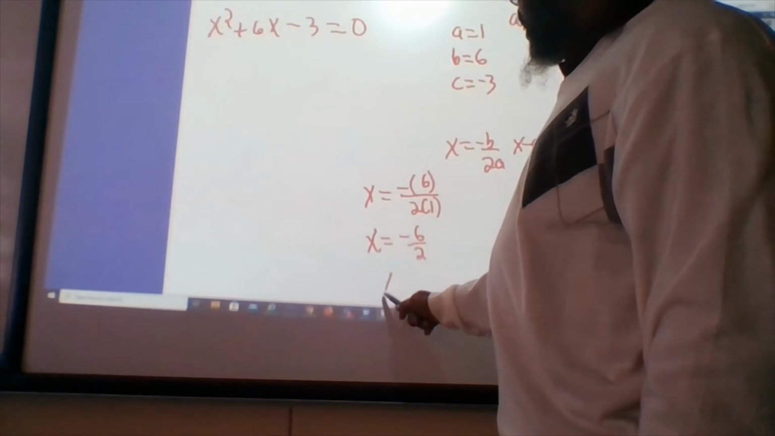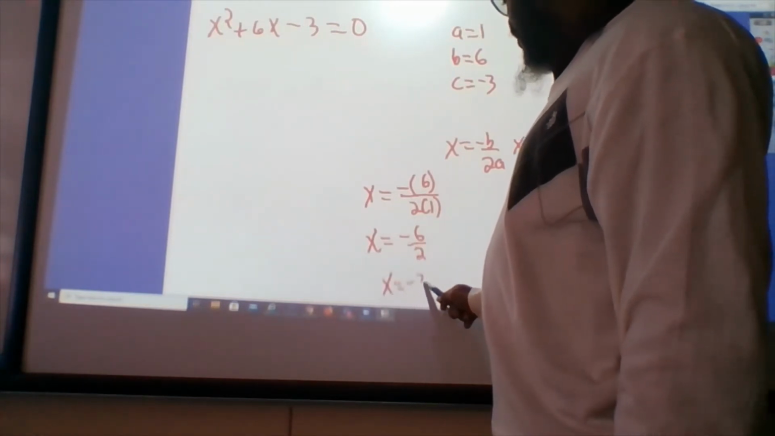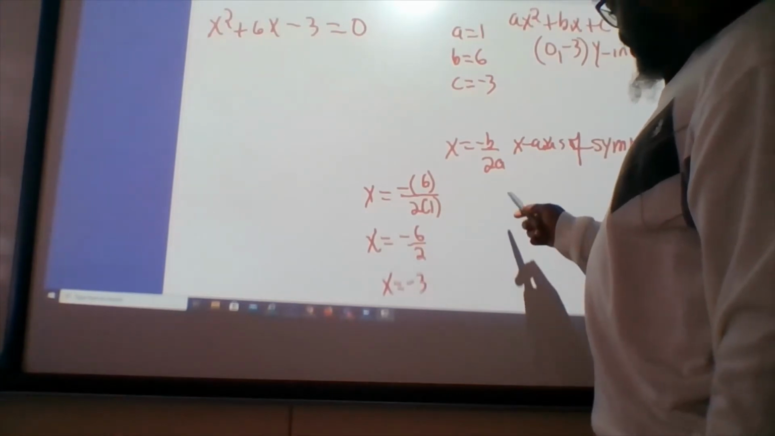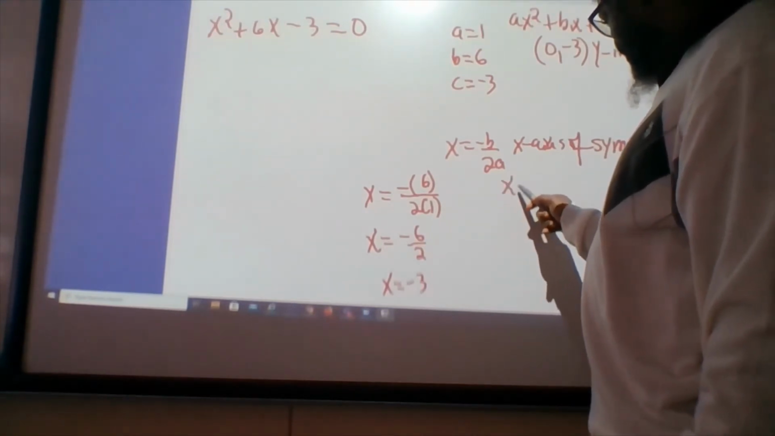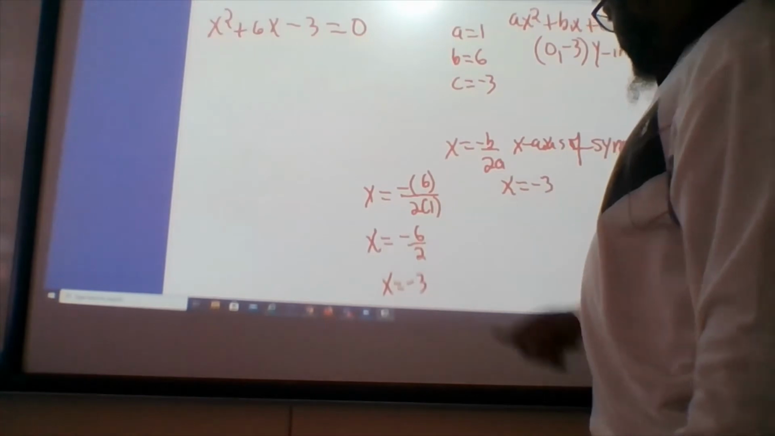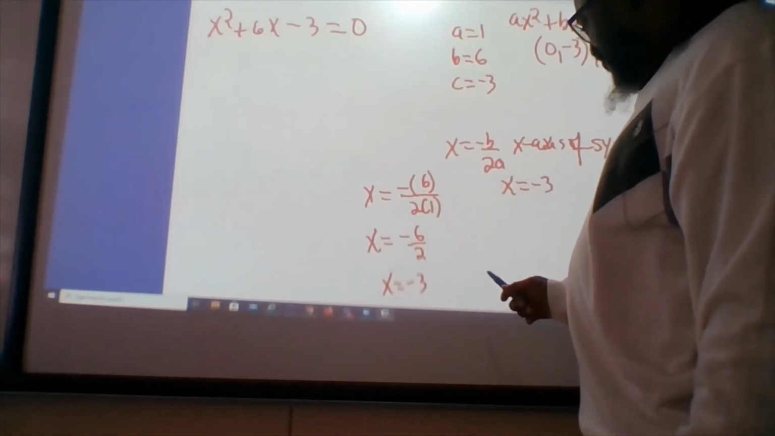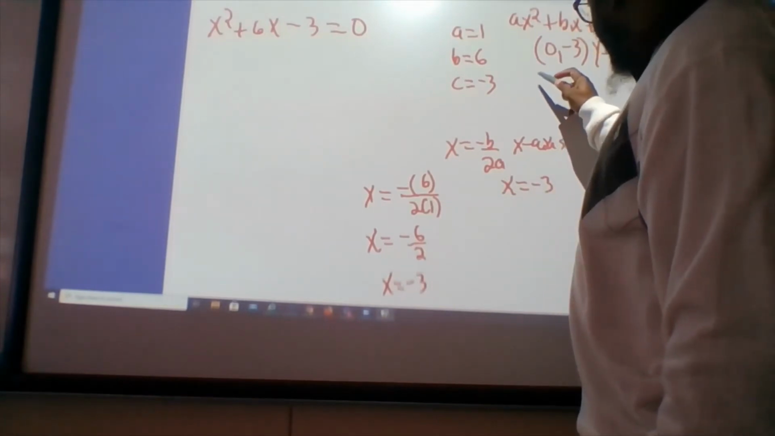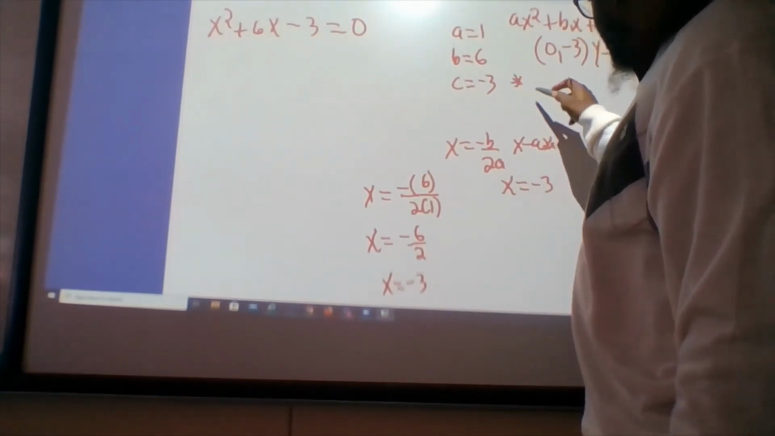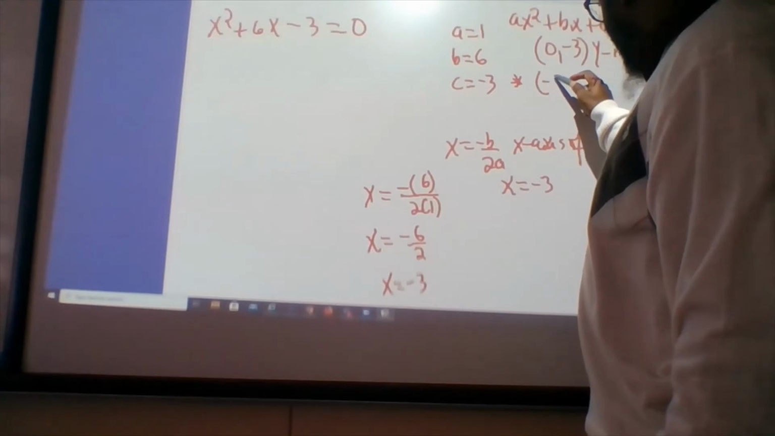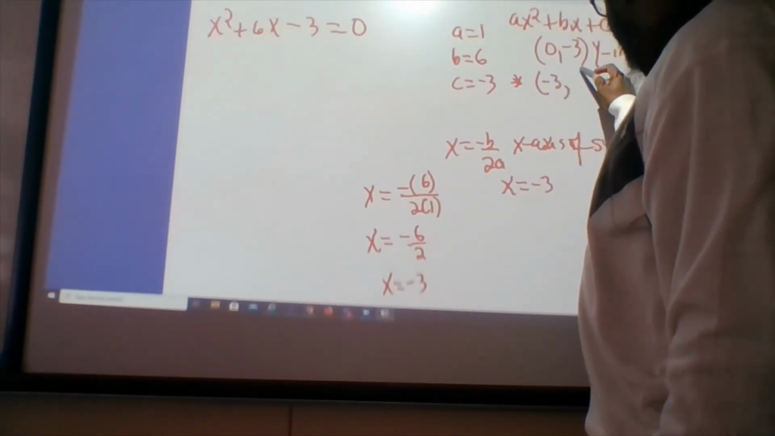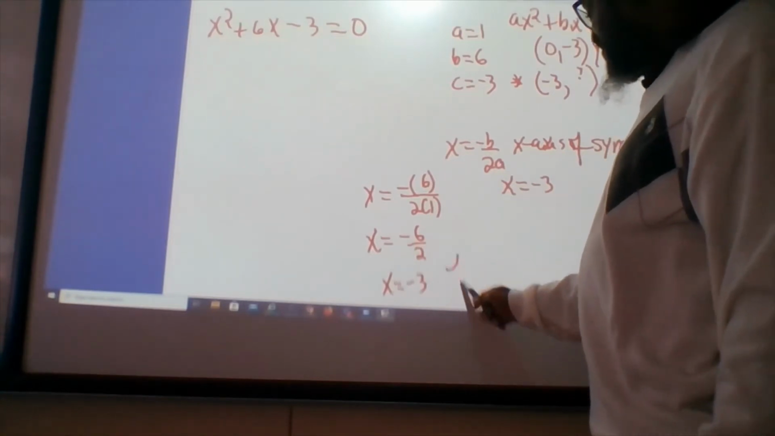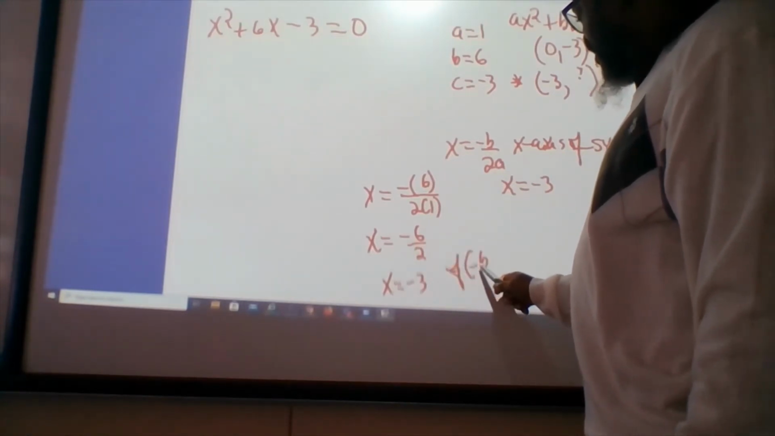In order to find the y coordinate of the vertex, remember this is the first point, probably the most essential point. I know my x coordinate, then I need to find the y coordinate, which is f of negative b over 2a, which is negative 3. I'm going to take that negative 3 and replace it here. Now this is no longer 0; this becomes y.